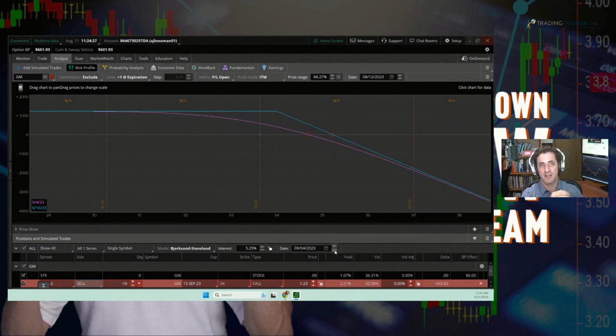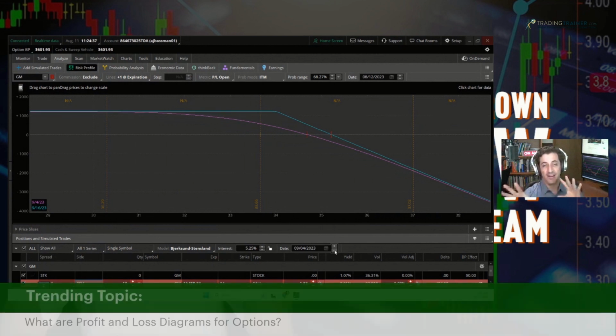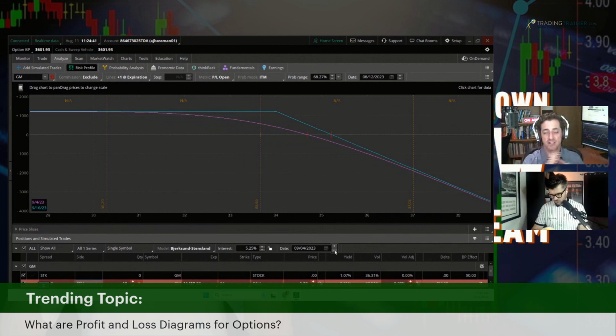So option traders that actually are in the game and knowing what they're doing, they'll use these profit and loss diagrams in order to really understand how the option is going to behave with the pattern that it's trading against. So if you're going to play with options, I strongly suggest you kind of get into these profit and loss diagrams. They tell you everything about how the strategy you're about to trade will work with the stock and the time and all of that good stuff.